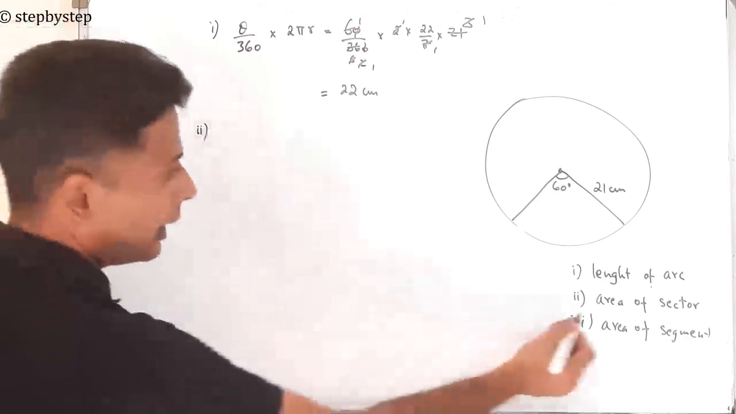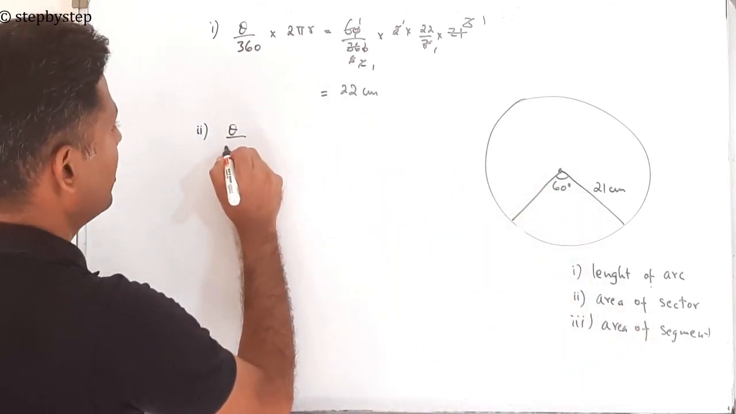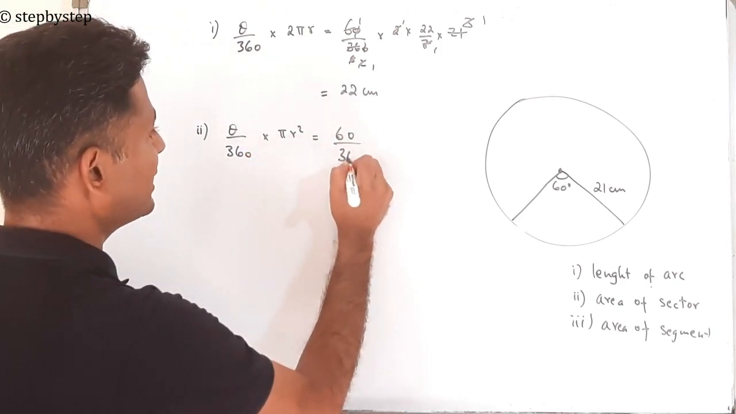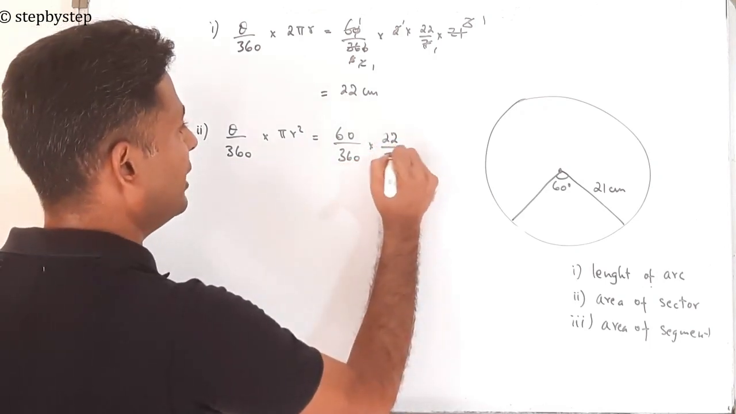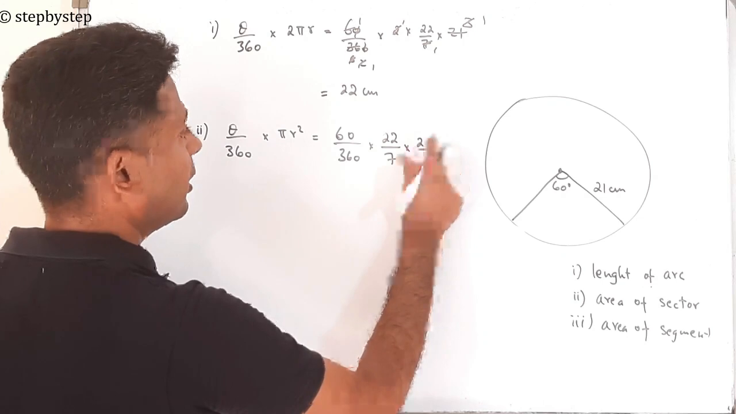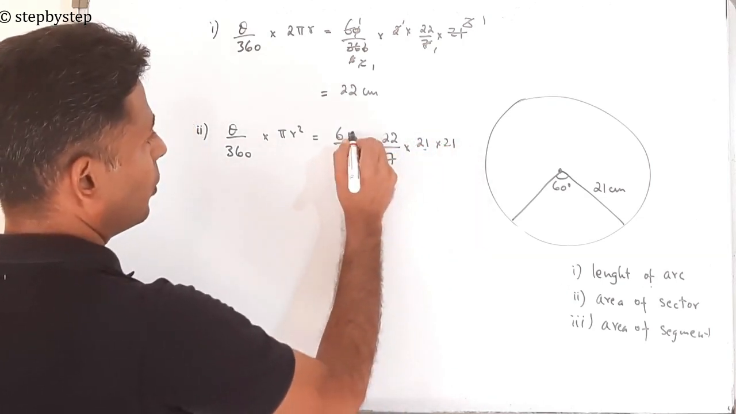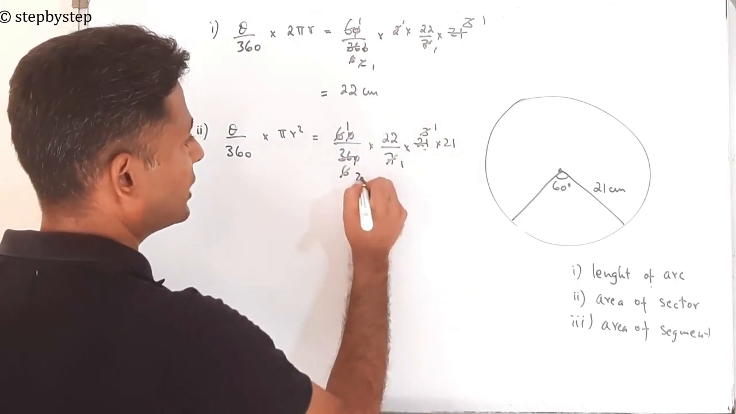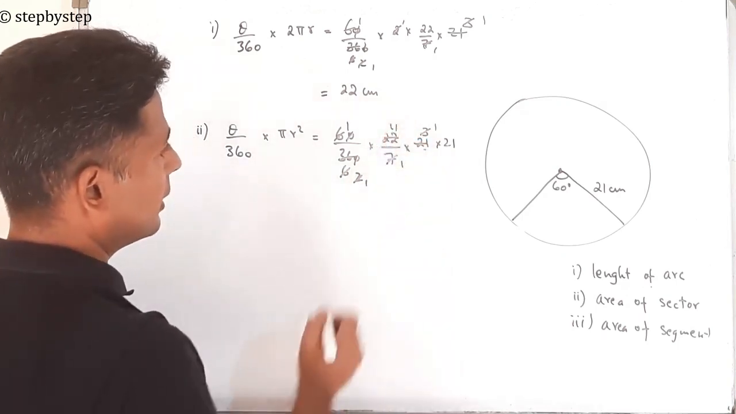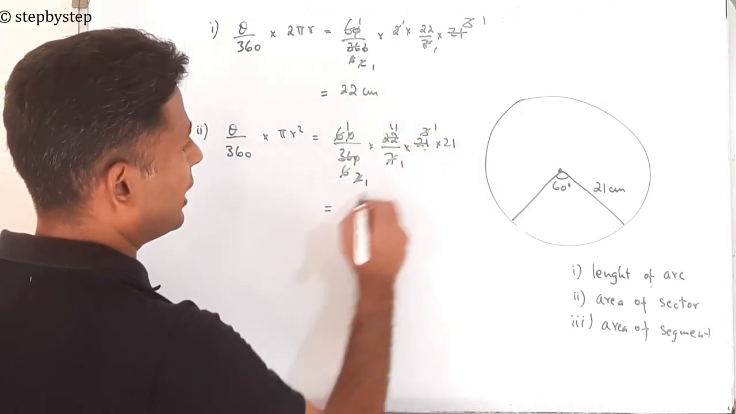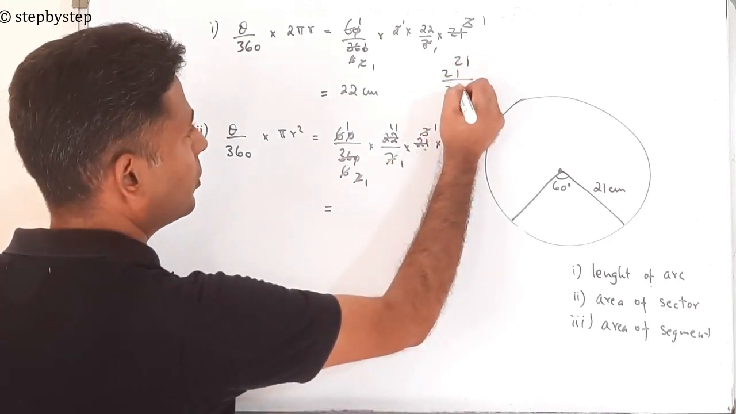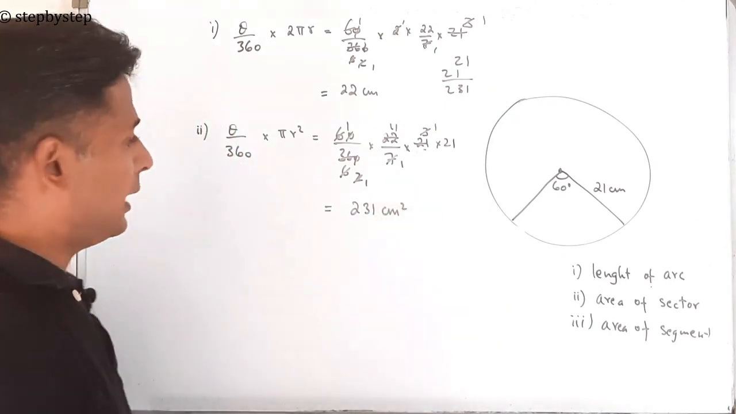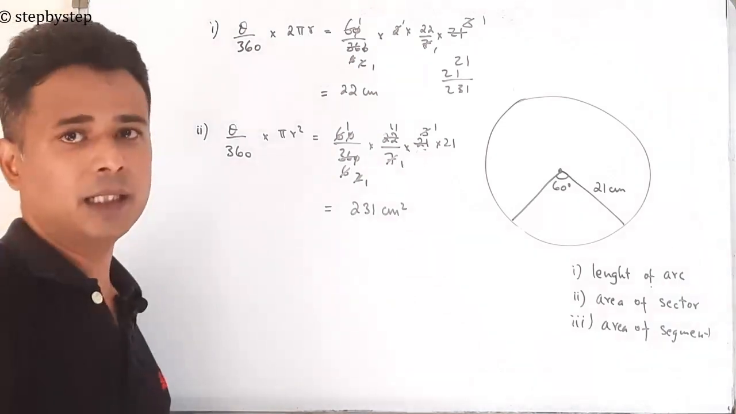Now second part, area of the sector. So area of the sector, again direct theta by 360 into pi r square. So we get 60 by 360 into pi, that is 22 by 7 into r square, that is 21 into 21. So again 0 0 cancel, 6 1s are 6, 7 3s are 21, 3 1s are 3, 2 1s are 2, 11. So what do we get? 11 into 21, that is 231. So 231 centimeter square. So we get the area of sector as 231 centimeter square.